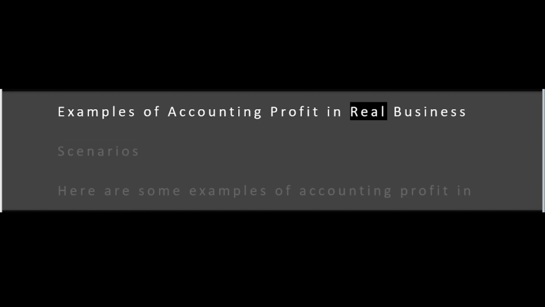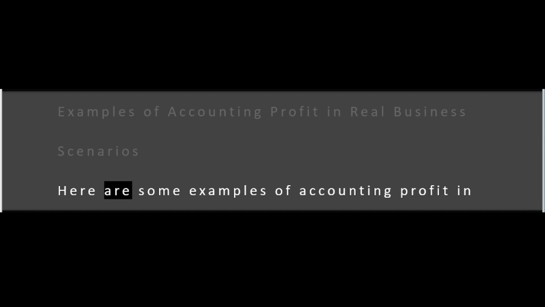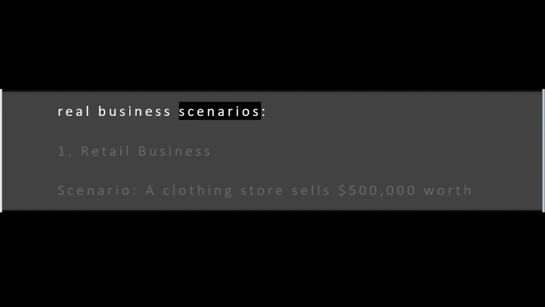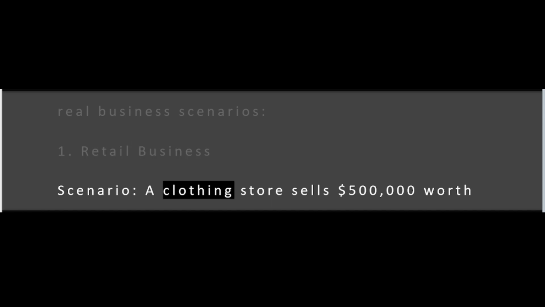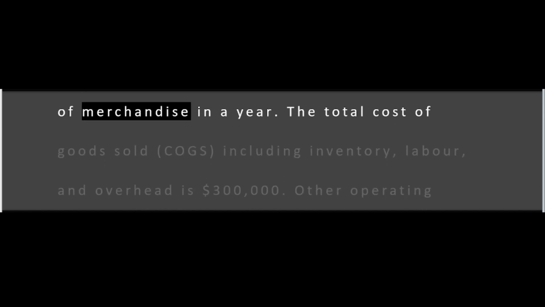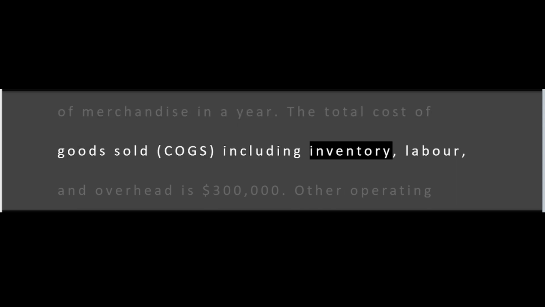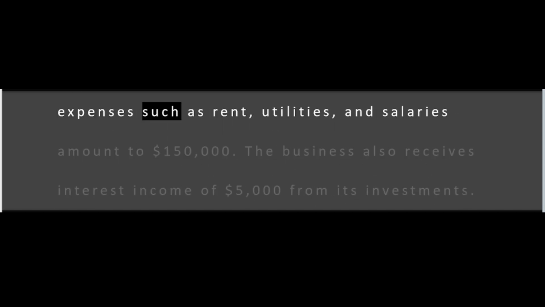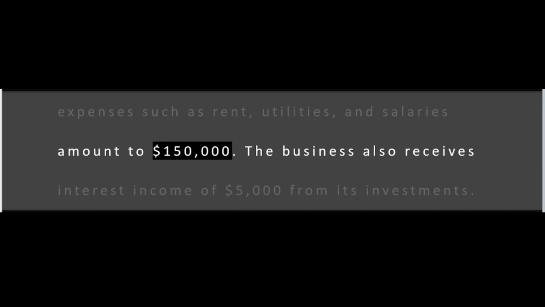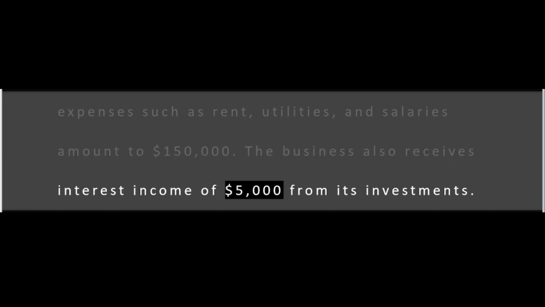Examples of accounting profit in real business scenarios. Here are some examples of accounting profit in real business scenarios. 1. Retail business. Scenario: a clothing store sells $500,000 worth of merchandise in a year. The total cost of goods sold, COGS, including inventory, labor, and overhead is $300,000. Other operating expenses such as rent, utilities, and salaries amount to $150,000. The business also receives interest income of $5,000 from its investments.